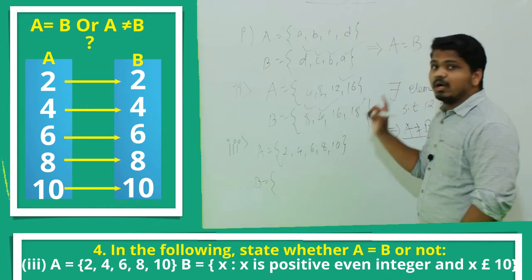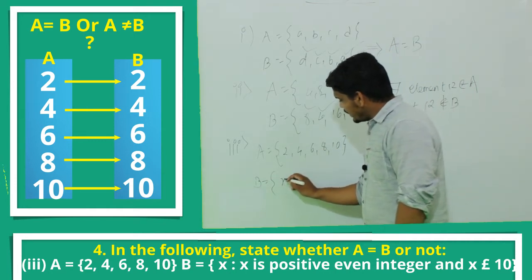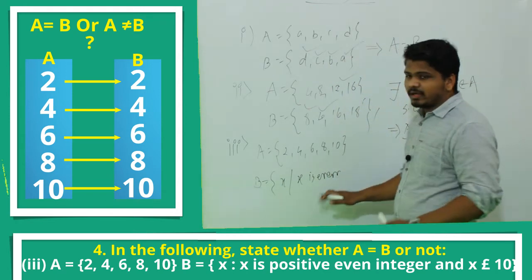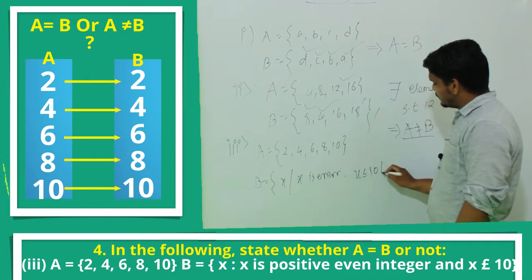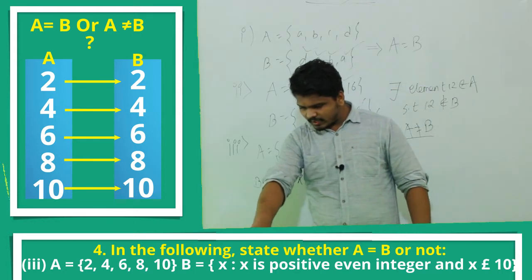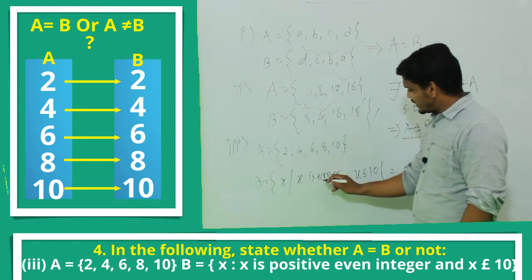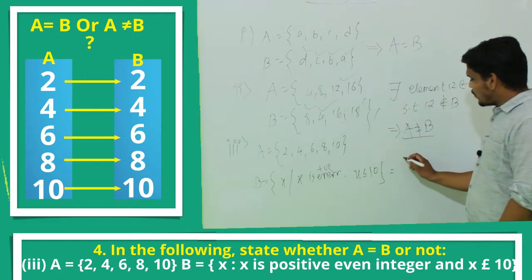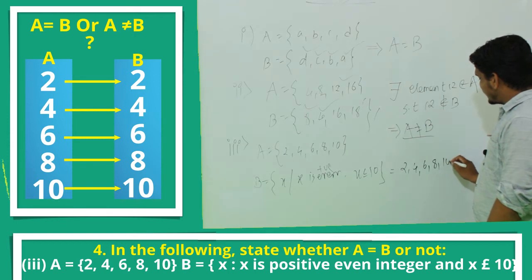Okay, here it is x such that x is a positive even integer and x is less than or equal to 10. Here they have given you a tabular or roster form for A, and for B it is x such that x is an even integer, that you can see on your screen, and x is less than or equal to 10. Here x is a positive even integer. That is important, I will repeat, positive. Since it is an integer, it can take negative values also. Now what are positive even integers? They are nothing but 2, 4, 6, 8 and exactly up to 10.